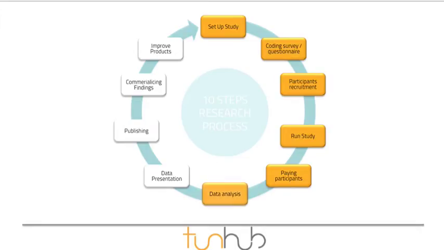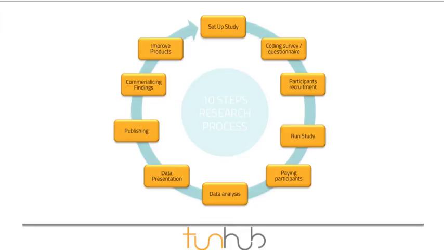Then you analyze your data. You try to present your data in a certain form. And mostly, for a lot of people, you want to publish your findings. And now, a lot of you start to commercialize your findings too. For example, you're selling your paper, you're selling your reports, you're selling your findings. And the last step is improving your product or improving your theories, and then the research cycle starts again.